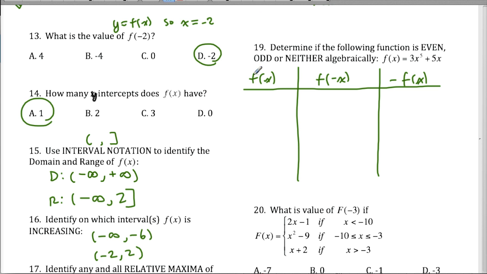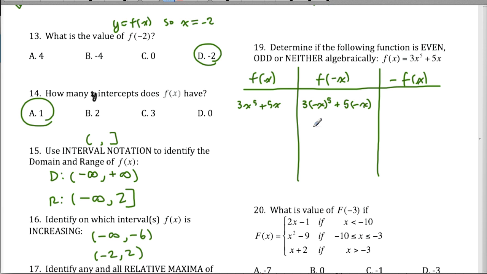So first of all, f of x is 3x to the 5th plus 5x. Now f of negative x would be 3 times negative x to the 5th plus 5 times negative x, right? I'm just plugging in negative x for x here. Negative x to the fifth is negative x times itself 5 times. So when I do a negative times a negative times a negative times a negative times a negative, right?